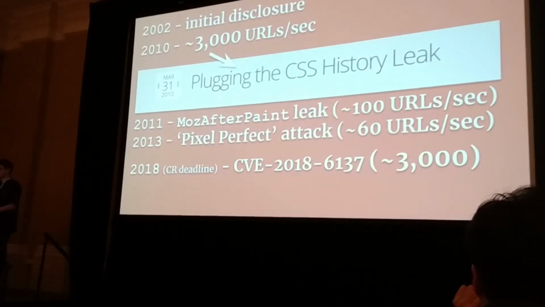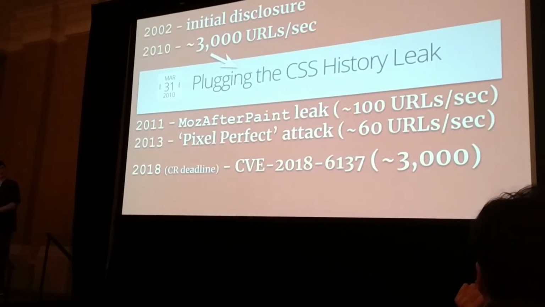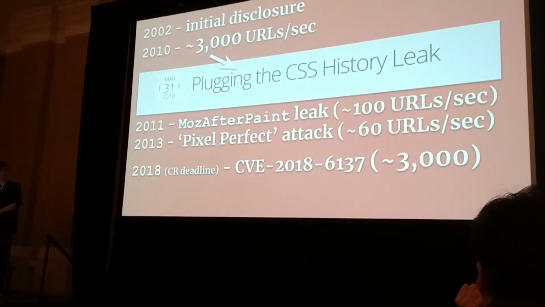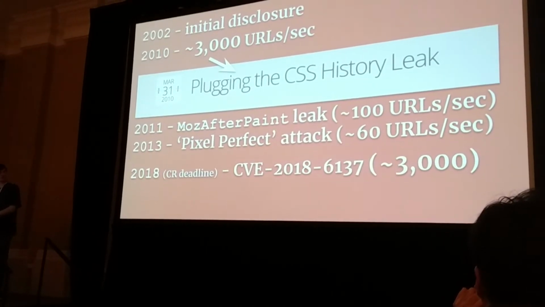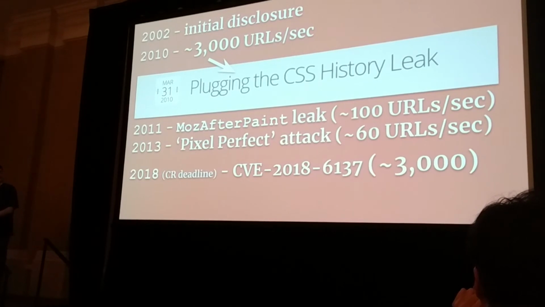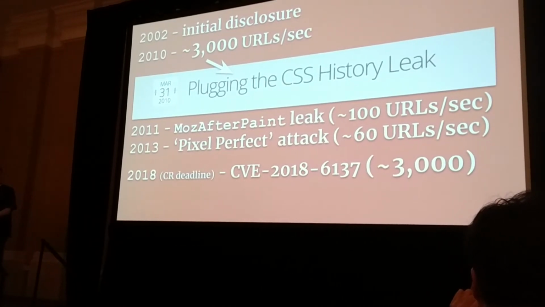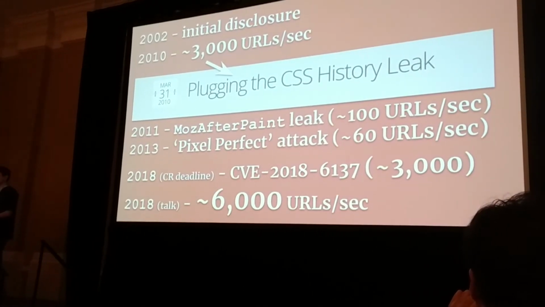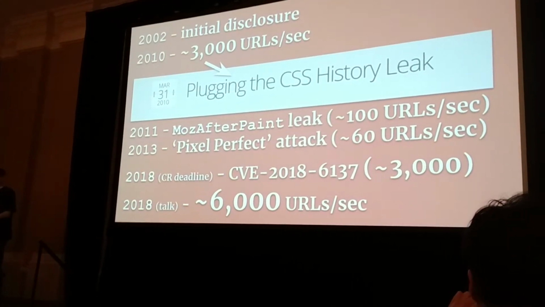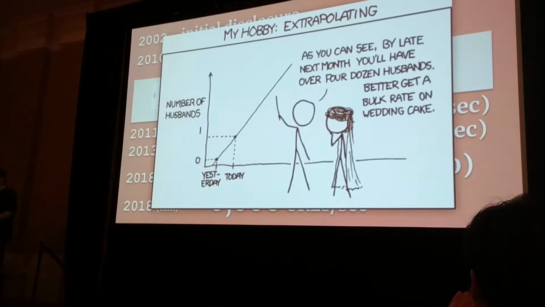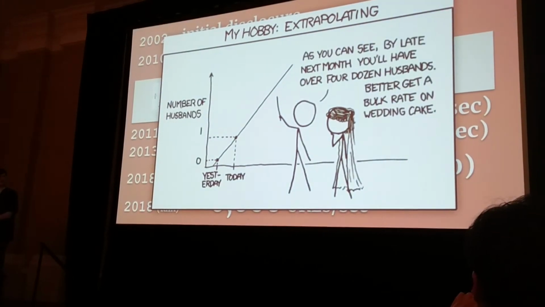Because as of our camera-ready paper deadline a couple of weeks ago, our most powerful history sniffing attack, CVE 2018-6137, had hit that 3,000 number again, already making it the fastest we know of since 2010. Now, actually, as of me giving this talk, we've managed to double our attack's bandwidth to 6,000 URLs per second. So, extrapolating logically from there, we should hit like 3 million by Christmas.